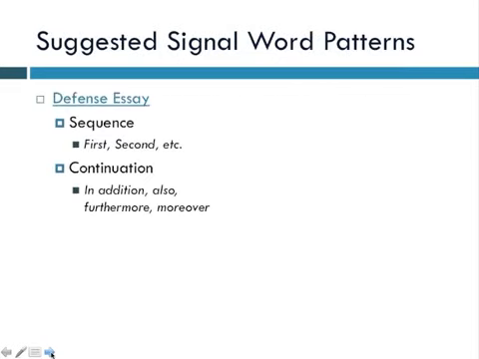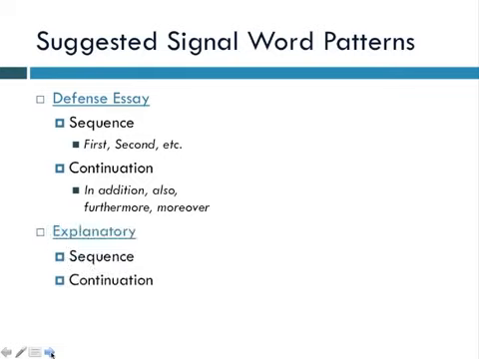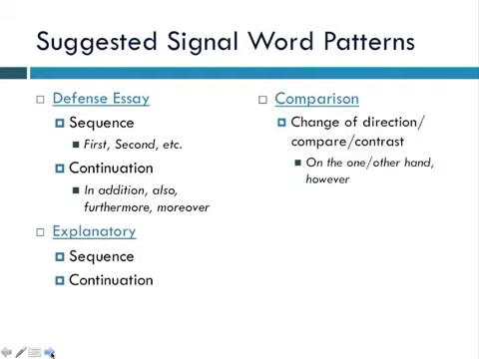So for example, in a defense essay, we might use more sequence signals or continuation signals since we're explaining ideas. This could also be the same for the explanatory type essay. However, for the comparison essay, we might want to consider using change of direction or compare and contrast signals because we want to indicate that we're changing direction from one idea to the next. Now, of course, you could use different kinds of signals in all kinds of essay patterns.